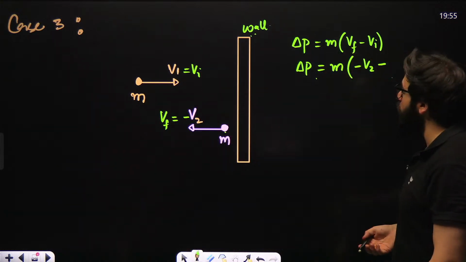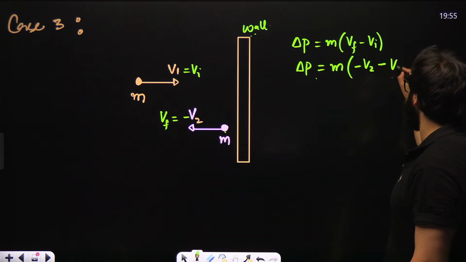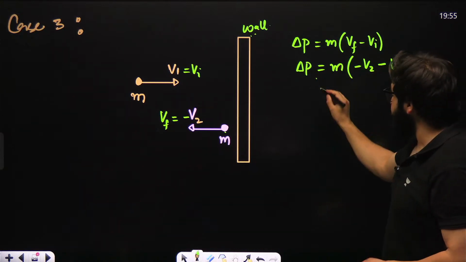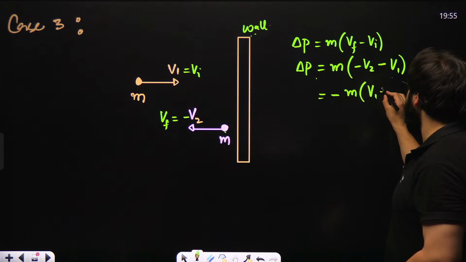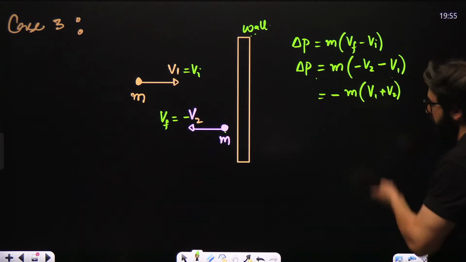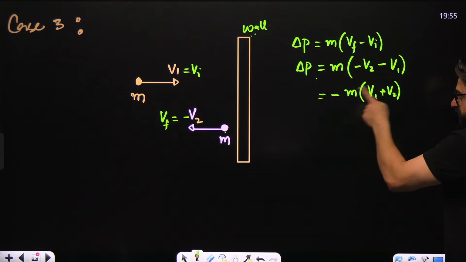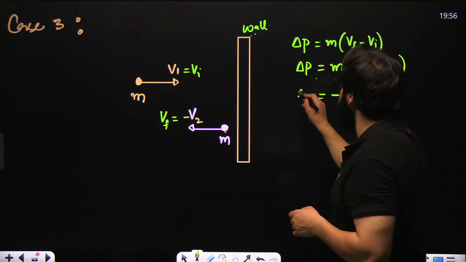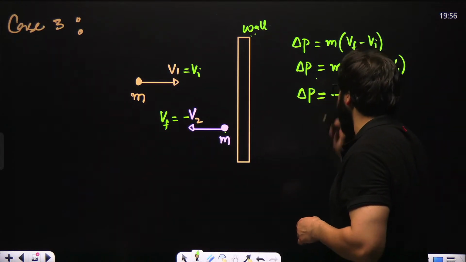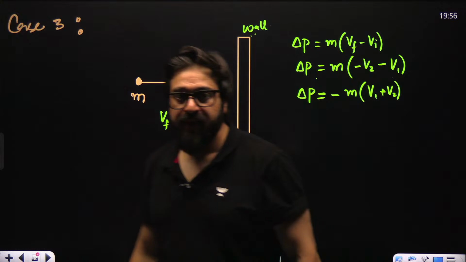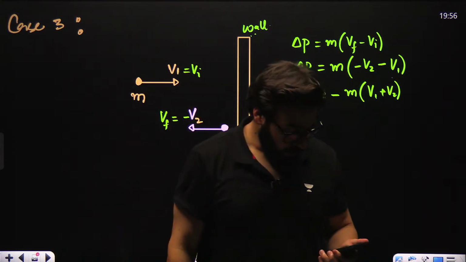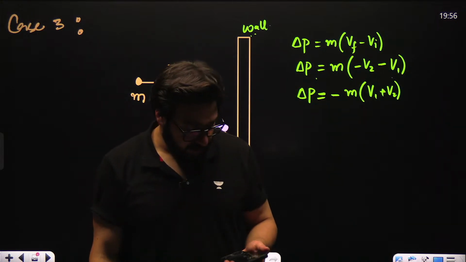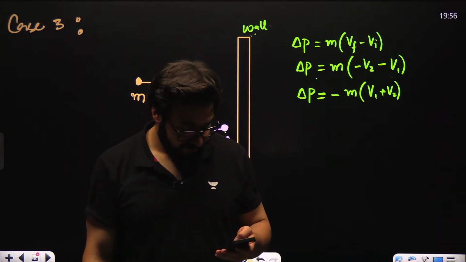What is the value of initial velocity? That is v1. You can take the negative common over here. This is negative m times v1 plus v2. Even when you multiply, it becomes minus v1 minus v2. So this will be the change in momentum in this particular case. Great. A lot of students are sending answers over there.